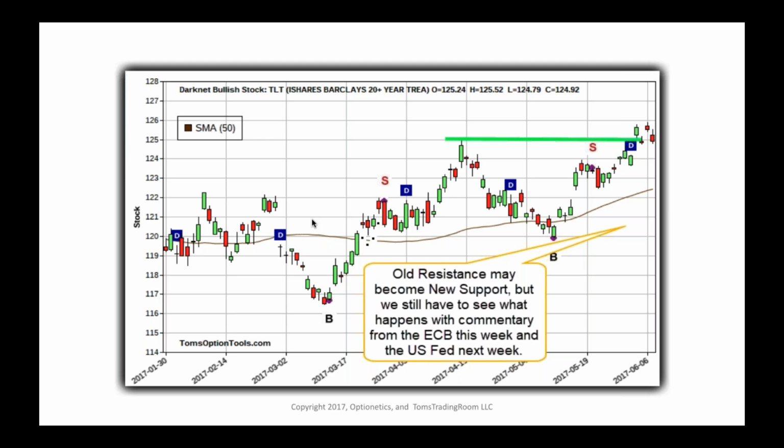So what we're showing you here is that old resistance may become new support. We have to really see what's coming out of the ECB this week and what's going on with the Fed next week. So we may need a week before the chart clearly tells us where we're going.